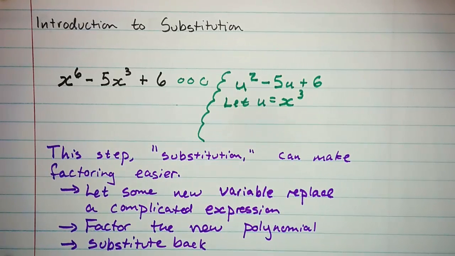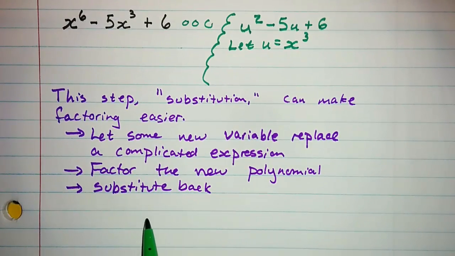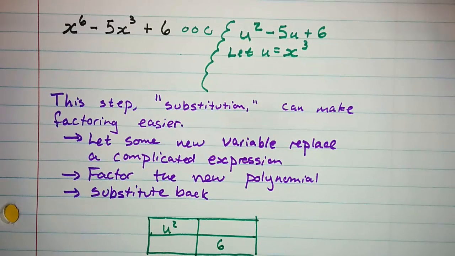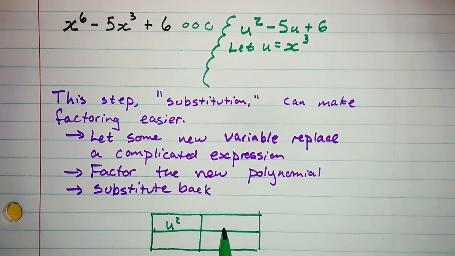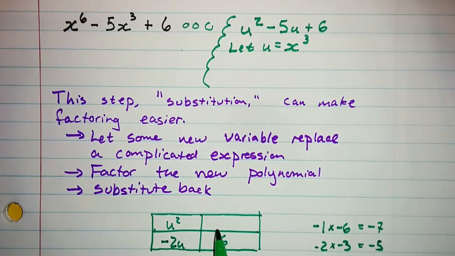We would factor our u squared minus 5u plus 6. How would we do that? Well, we'll get a u squared and a 6. We want two numbers whose sum is negative 5 and whose product is 6. We could have negative 1 times negative 6. That's negative 7. Negative 2 times negative 3. Oh, there we go. Negative 5. So we'll want negative 2u, negative 3u.